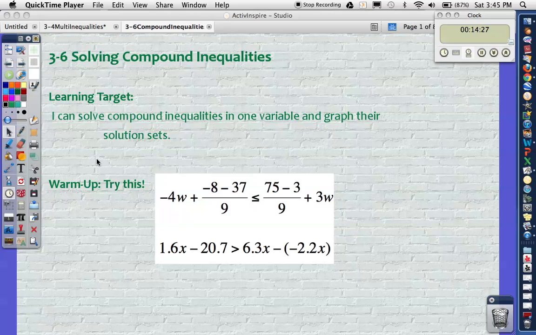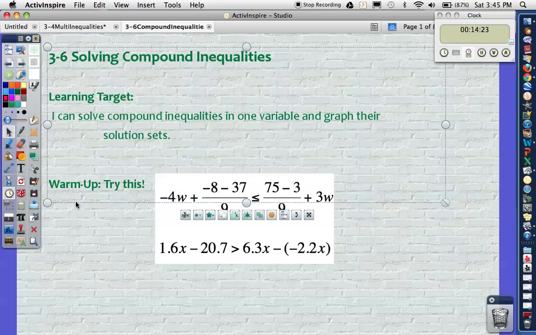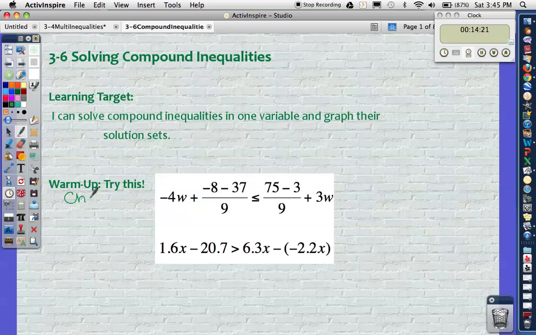Taking a look at this warm-up, you only have to choose one. So I want you to choose one to solve. Pause the video. This is kind of like what we went over the last two lessons, where you have variables on both sides of the inequality, and it's multi-step. So choose one of these to solve, pause the video, and then you can play it. I'm not going to work them both out, but I'll give you the solutions so you can see if you're correct.